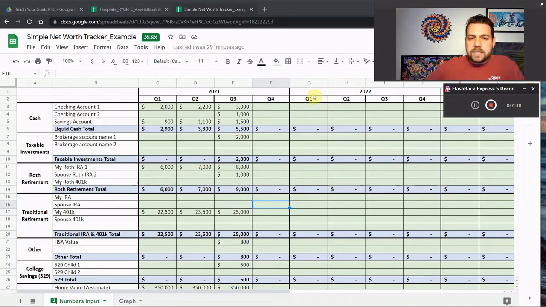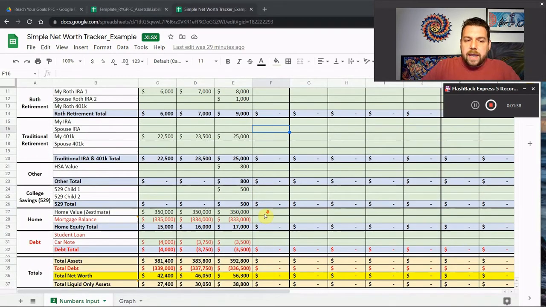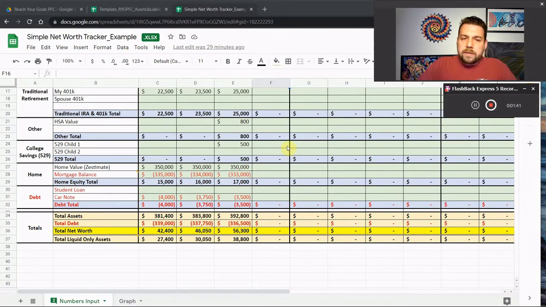The next section is taxable investments. So this could be an Acorns account or a Robinhood account, or you could have a taxable brokerage account at Vanguard or Fidelity. The next section are any Roth investments that you have, so Roth IRA or a Roth 401k if your employer offers a Roth 401k. And the next section are traditional IRA or like a pre-tax 401k balance.